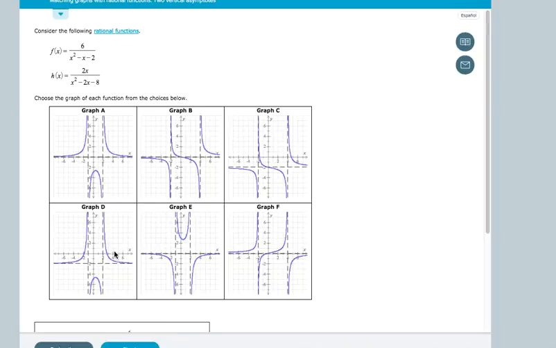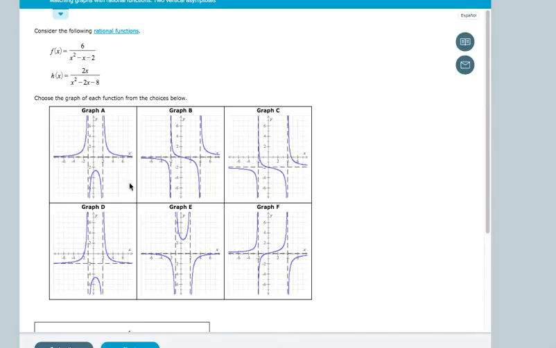So let's first look at our horizontal asymptote. So the degree of the numerator is less than the degree of the denominator. The degree of the numerator in this case is 0, and the degree of the denominator is 2. So it's definitely going to 0 in its horizontal asymptote. So as x goes to infinity, we're definitely going to 0. So this graph D is out.